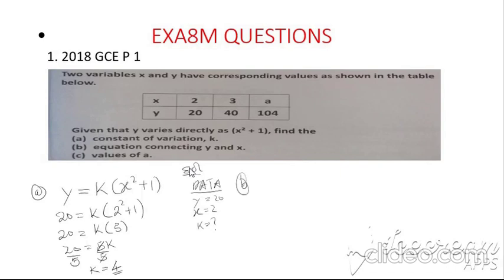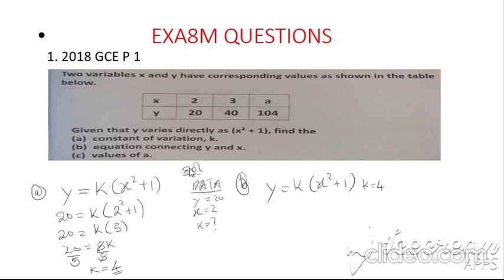So let's do B. What's B saying? Find the equation connecting x and y. They just want the equation connecting x and y. So the same equation we came up with is one which is connecting x and y. Because in this equation you can see x and y. Now note that you have solved for k.